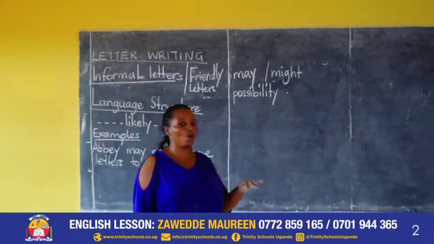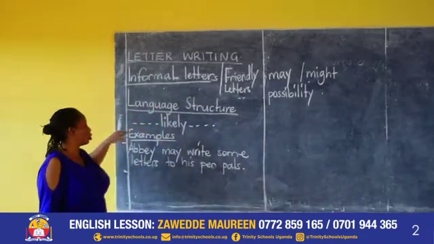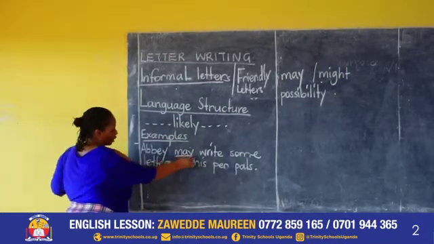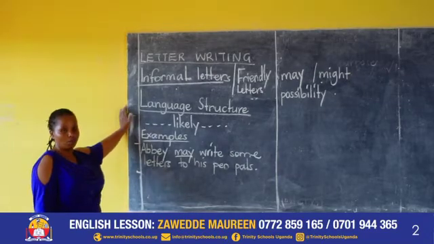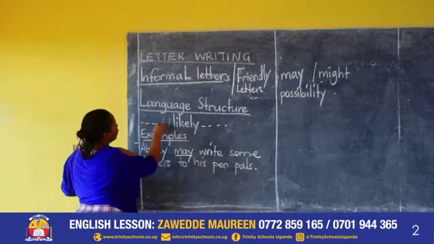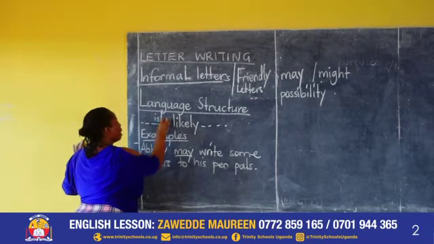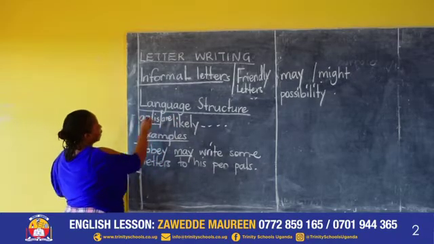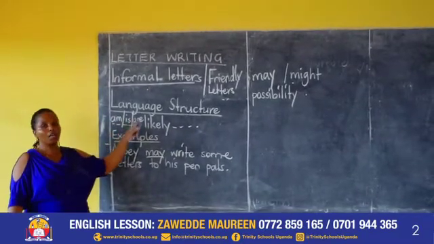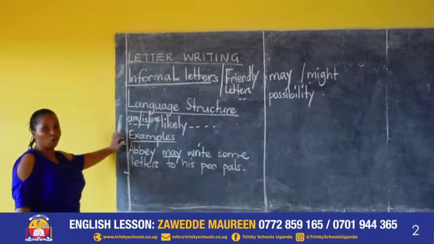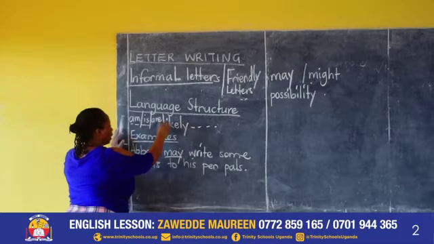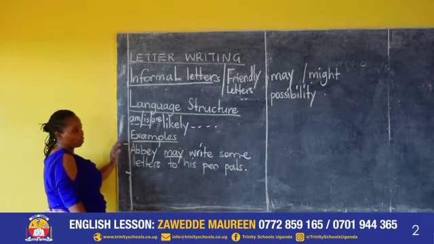So when the setter instructs me to use the word likely, it may not be used in the same way we use might. In this case, likely goes with these helping verbs: is, are, or am. These are the helping verbs. Whenever I'm using likely, I have to put am, is, or are. I choose any of the three depending on the subject. So when the setter requires me to use likely, I have to remember these helping verbs.